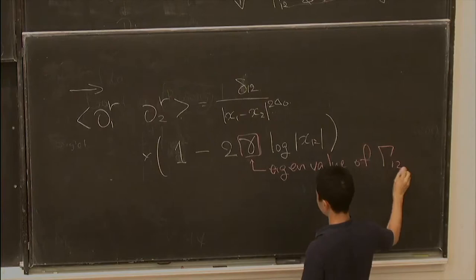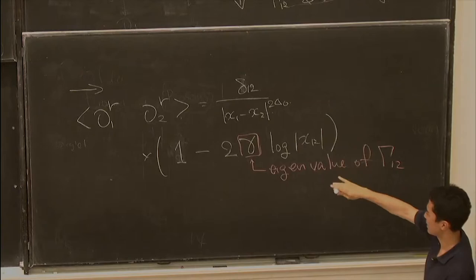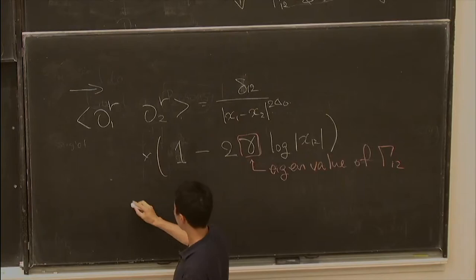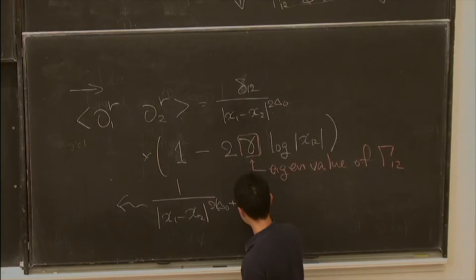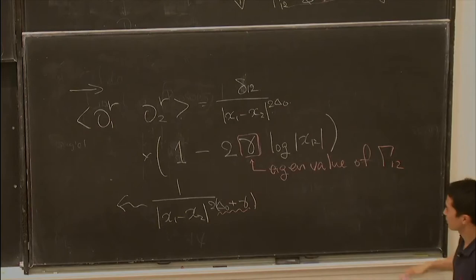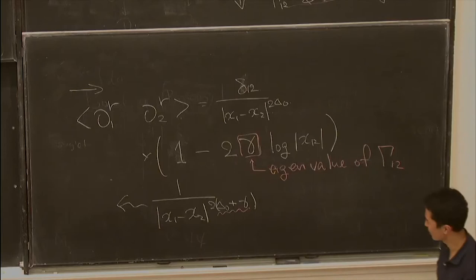And you can see from this picture that this is just the first lead. You can obtain this kind of function by expanding (x1 minus x2) to the power 2 delta 0 plus gamma. So this is telling you that what you just computed here, which is the coefficient in front of the logarithm, is nothing but the anomalous dimension of the operator. OK, so this was just generalities.